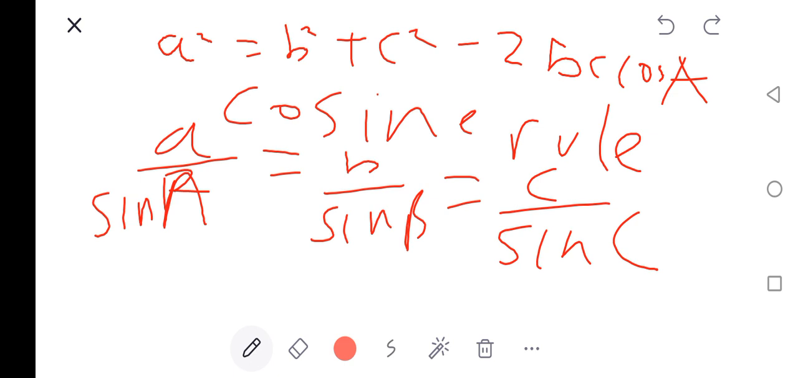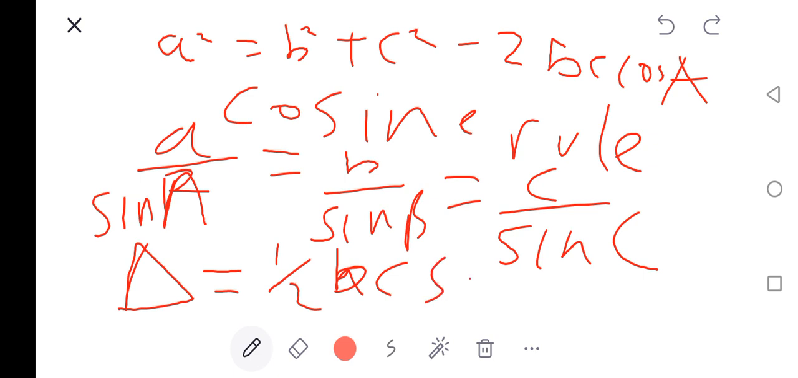I would have asked Madam Michelle to type the last one, which is half bc sine A. But Madam Jane, you can assist. When do we use that formula? Yes, when you're finding the area. I had mentioned that there's a last formula that they don't give.